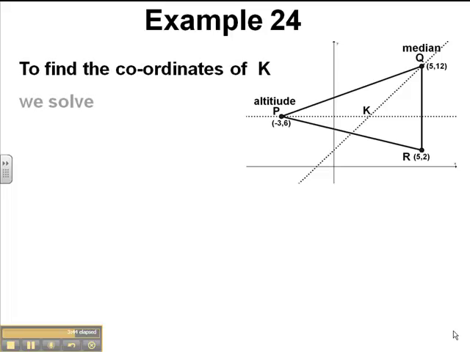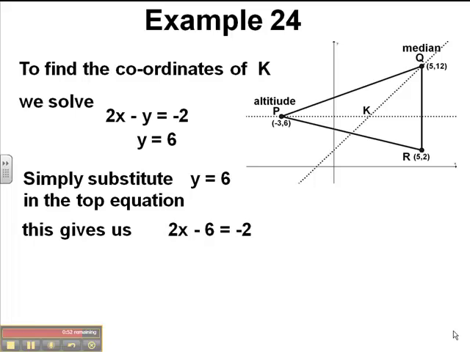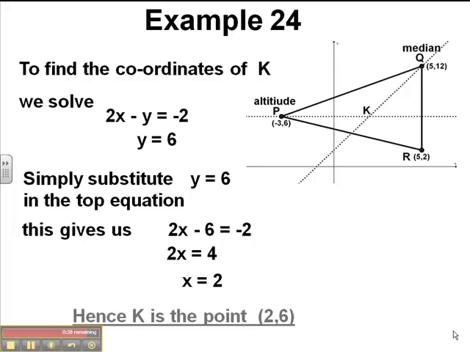So to find the coordinates of K, we set up our simultaneous equations. Now in this case I'm going to use a process of substitution, because we know that the y coordinate of K must also be 6, y equals 6. So putting that into my first equation, 2x minus y, now remembering the y is 6, so I put in 6, gives me negative 2, which would give me an x coordinate of 2. So the point of intersection, the point K, is the point 2, 6.